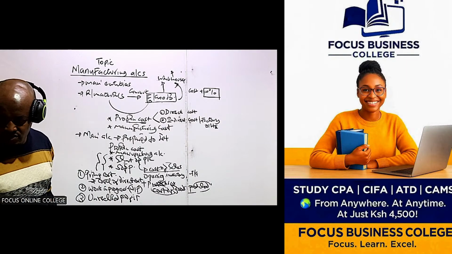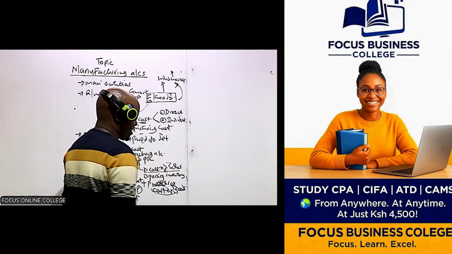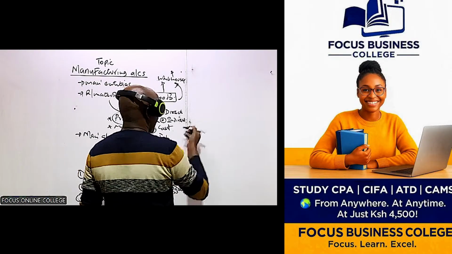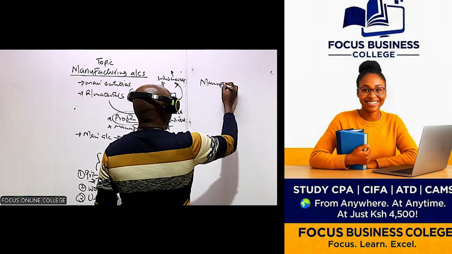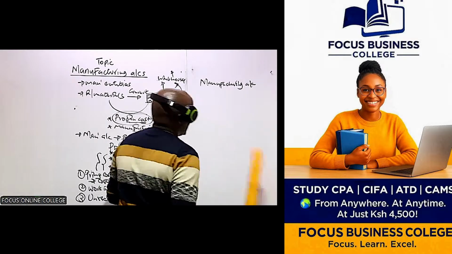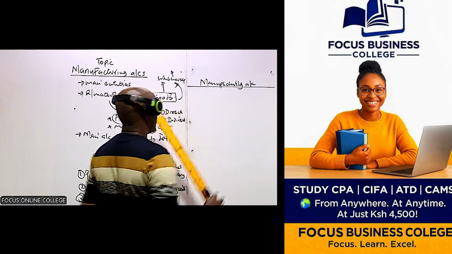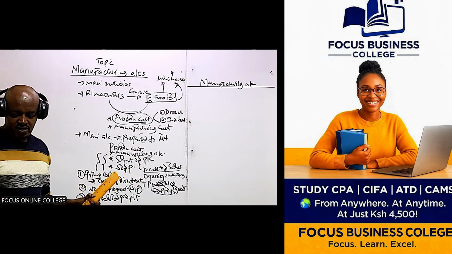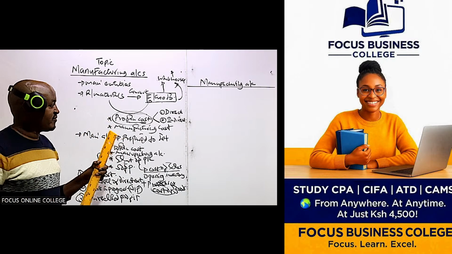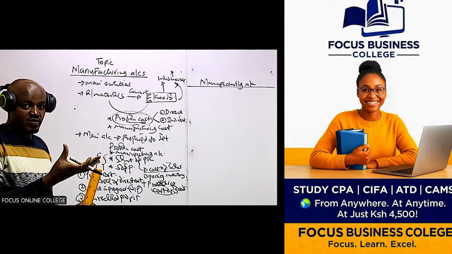Now, having known those particular terms, I want us to look at how we prepare a manufacturing account, which is prepared to determine the production cost or the manufacturing cost. When preparing this account, the first thing we do is determine the prime cost. Remember, I have said that production cost is classified into two: direct and indirect. First of all, we compute the total direct cost.